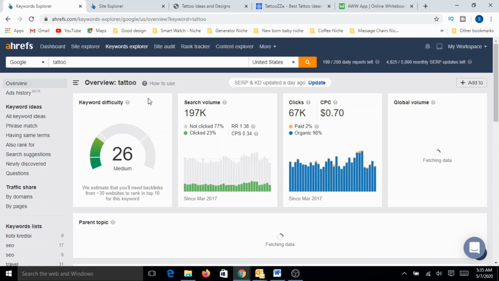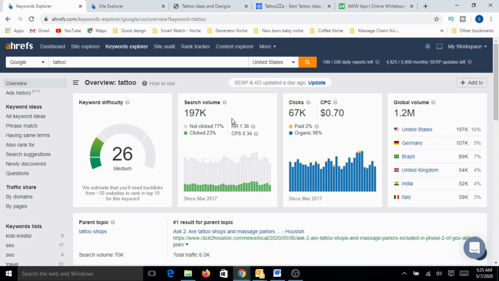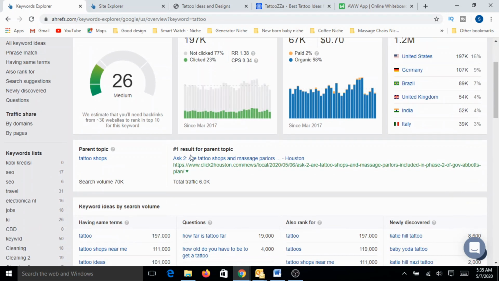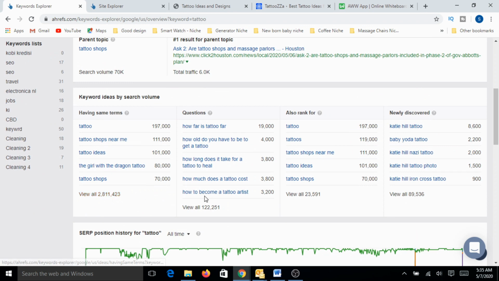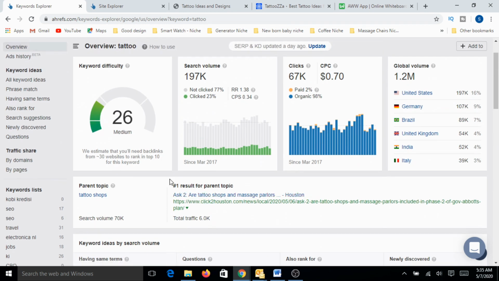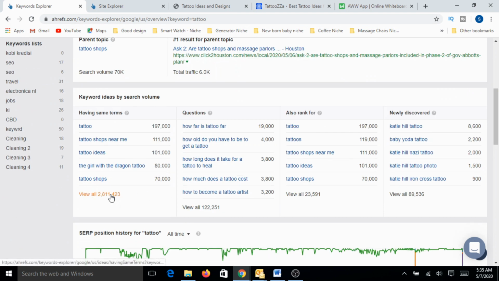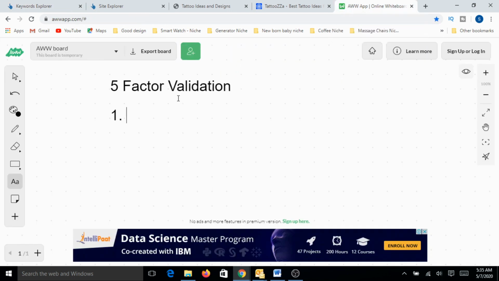Okay, here straight away you can see the difficulty is just medium, but look at the search volume. Okay, it's 197K. That itself shows it has a super high potential, right? So let's do our five-factor validation. Typically, what we do for any micro niche is validate it, to check if it satisfies all the factors. Okay, all the validations. So let's look at the first validation.